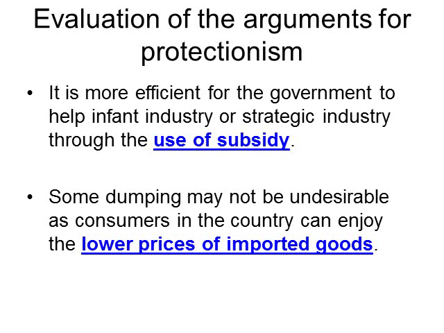Now, how do we evaluate these arguments for not trading? It is more efficient for the government, instead of restricting trade, to use subsidies to help their infant industry or to help their industry that makes important products, like what we talked about with steel, to continue to operate. They can use subsidies to maintain these industries and not just restrict trade outright. Now, some dumping may not be undesirable, even though it's unfair, because consumers ultimately can buy the goods at a lower price.